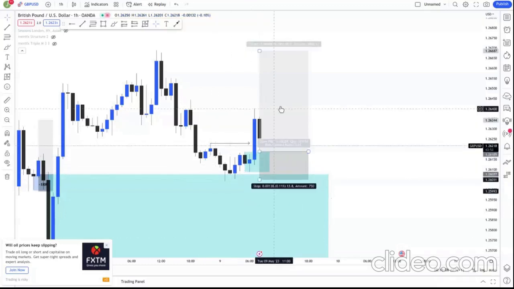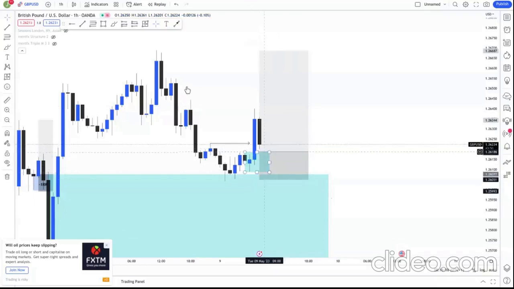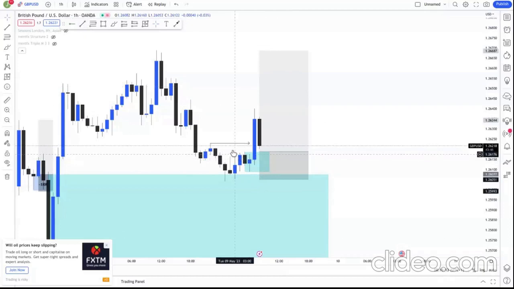So yeah, I will set my alert at the zone so it can alert my phone when price has triggered my entry. 1.26188. Alright.